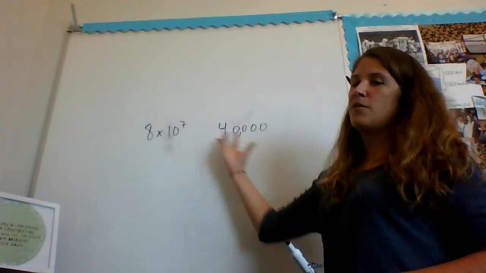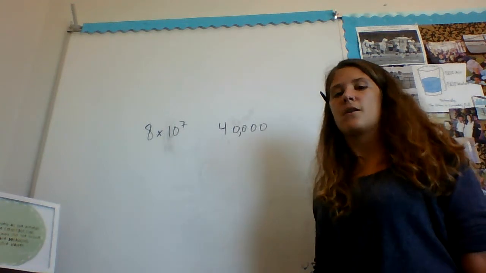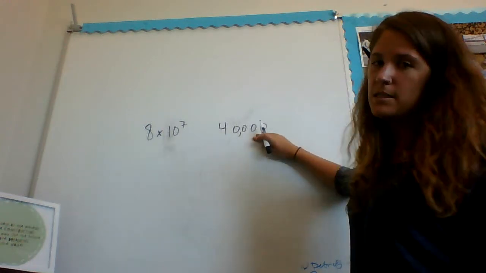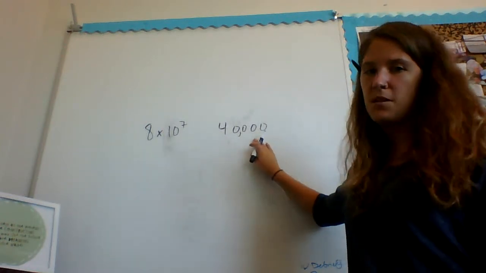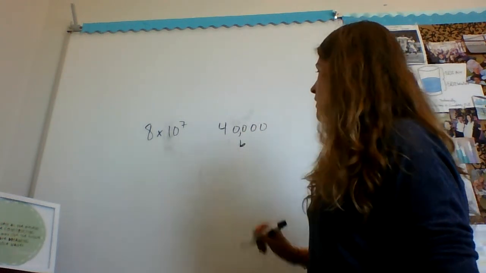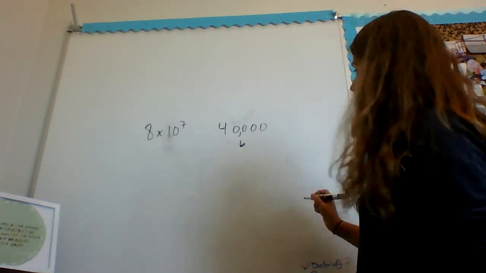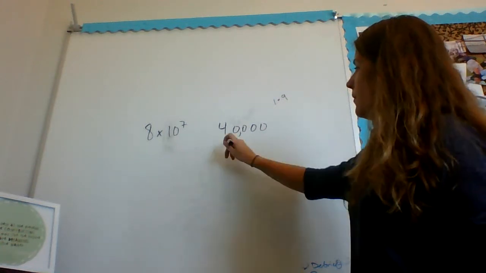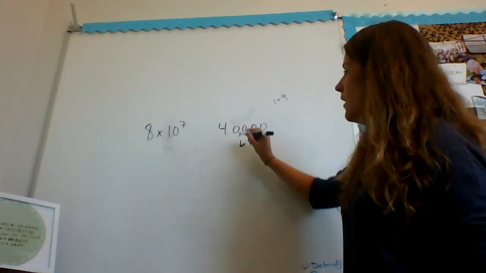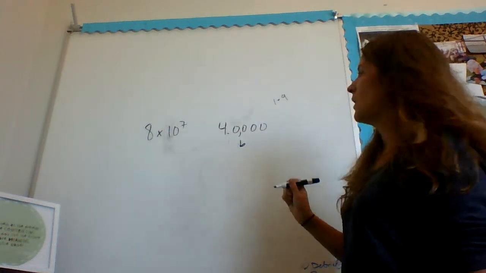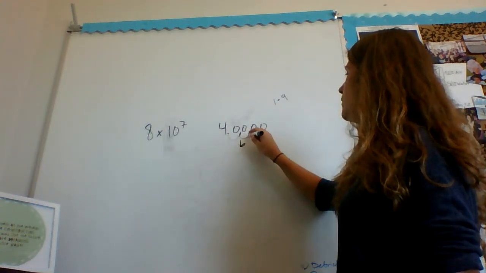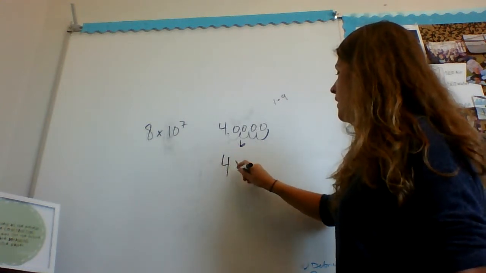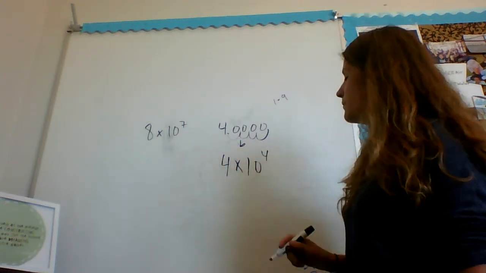I want to know which number, first of all, is greater, and then how many times greater is it? Well, I have one number in scientific notation and one that's in standard form. So I want to move my number from standard form to scientific notation. I want my number in scientific notation to fall between the numbers 1 and 9. So I want to put my decimal point here. I want to then see how many times I would move over. 1, 2, 3, 4 times. So this is equivalent to 4 times 10 to the 4th.